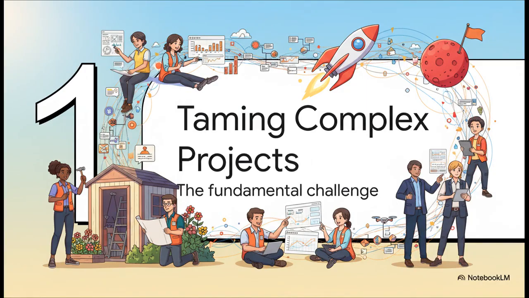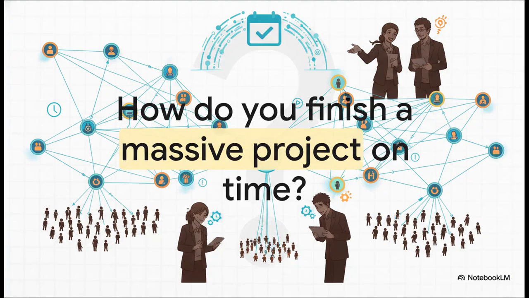All right, first up, taming complex projects. Let's get to the heart of the fundamental challenge that every single project manager has to deal with. I mean, how do you really do it? How do you juggle thousands of different tasks, hundreds of people, all these crazy dependencies, and somehow stick the landing on one single date? It sounds kind of impossible, doesn't it? If just one thing is late, does the whole thing just fall apart?